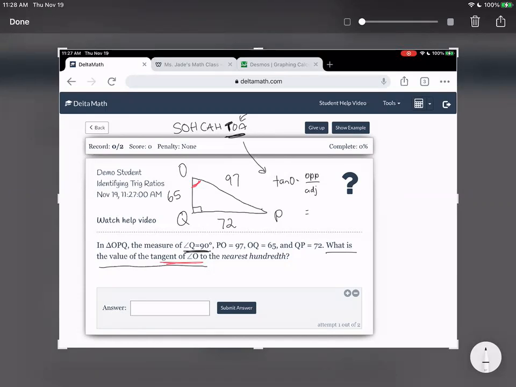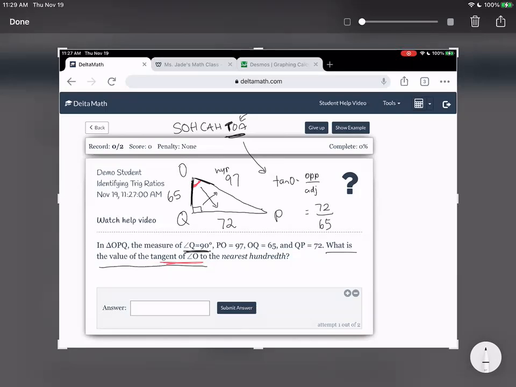Now we're going to just put it together. What is the side opposite to our reference angle O? You can draw an arrow directly away from your angle O, and it will point to your opposite side. So I pointed to the number 72. And then what is the adjacent side? So there's two sides that are touching our angle. It's either the 65 or the 97. But remember that 97 is the hypotenuse because it's across from the right angle. So 65 must be the adjacent. So tangent of O is equal to 72 over 65.